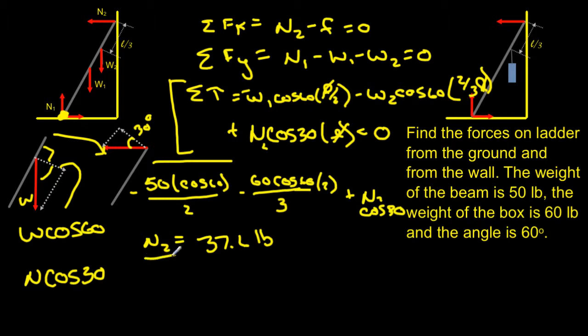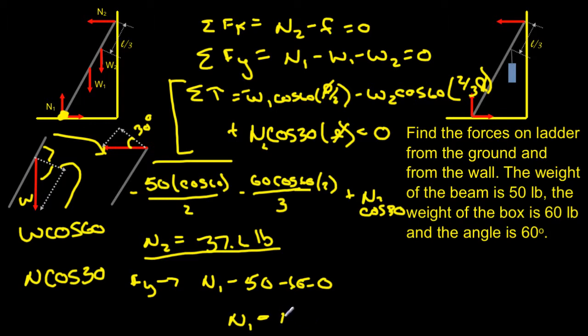Now, if we look at our second equation, our Fy equation, we can see that we have N1 minus 50 minus 60 equals 0. So N1 has to equal 110. So there's our second answer.